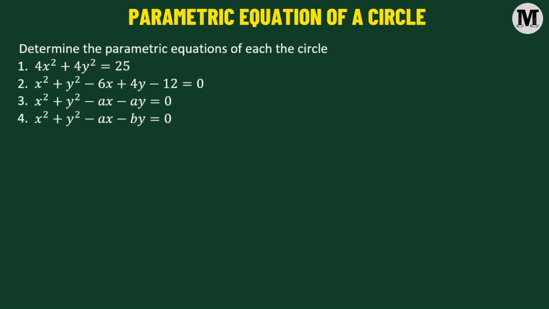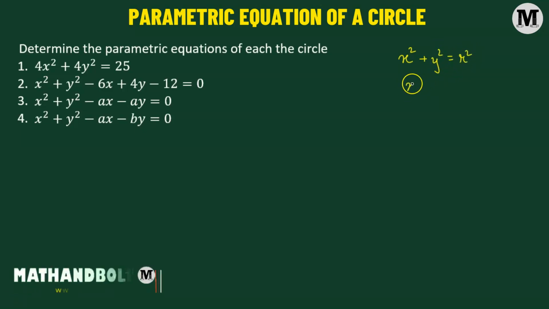Determine the parametric equations of each of the circle. Okay, let us begin. So before beginning, let's quickly recap the parametric equations of a circle. So if we have a circle which is centered at the origin, its equation is given by x squared plus y squared equals r squared.